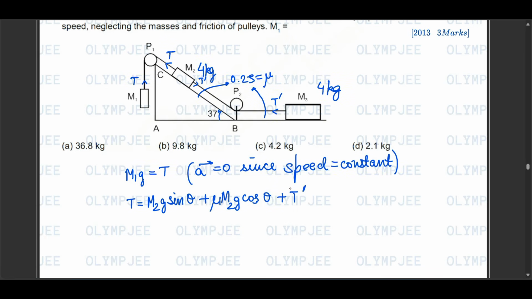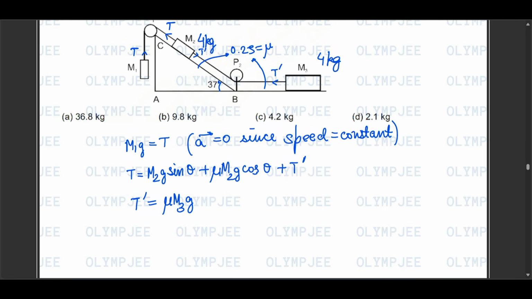And now for M3 I can write that since this M3 is also moving with uniform velocity, this will have 0 acceleration, so T dash in this direction and friction in this direction, so T dash will be mu M3g, right? So now putting this and this in this equation, I will get M1g is equal to M2g sine theta plus mu M2g cos theta plus mu M3g.